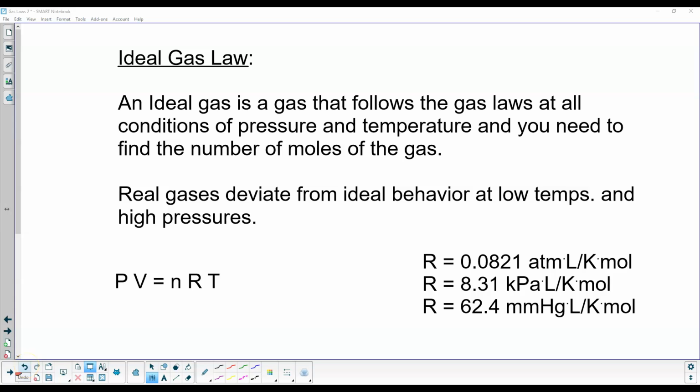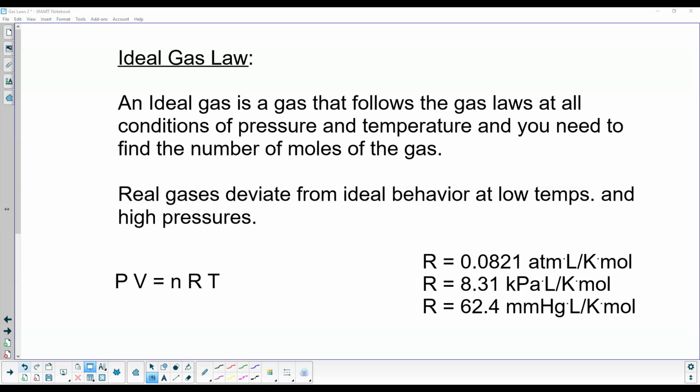All right, this is the video guide going over the ideal gas law. Basically, an ideal gas is a gas that follows the gas laws at all conditions of pressure and temperature, and it's what you need to determine the number of moles. So if you see anything dealing with moles or a specific mass of a gas, you're generally going to be using this ideal gas law.